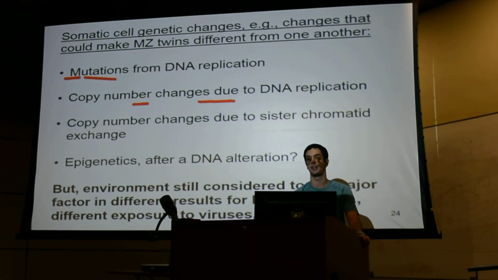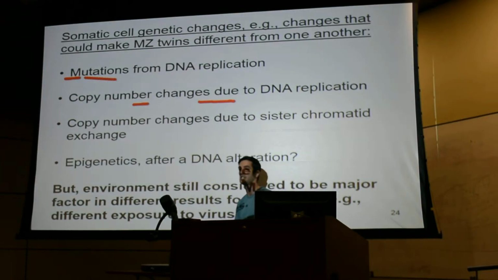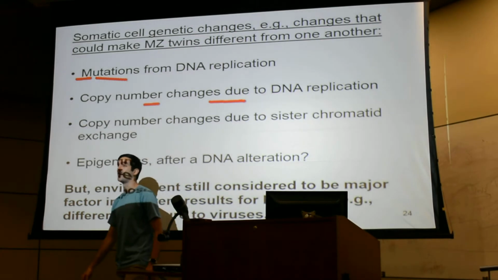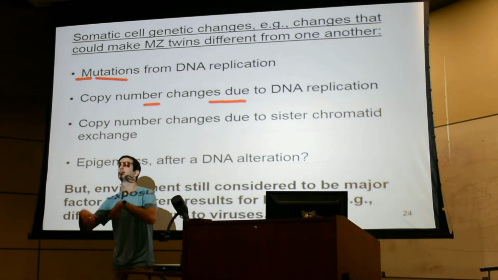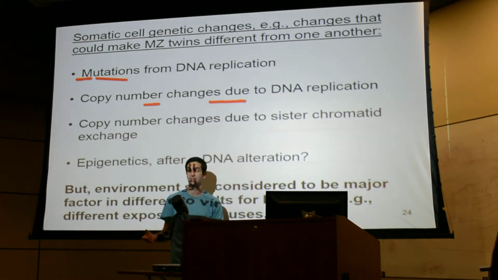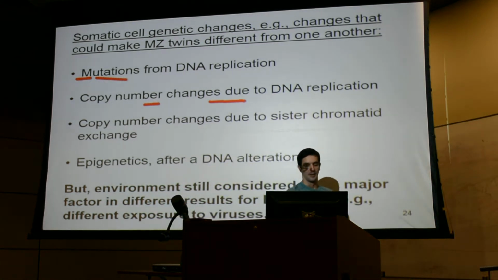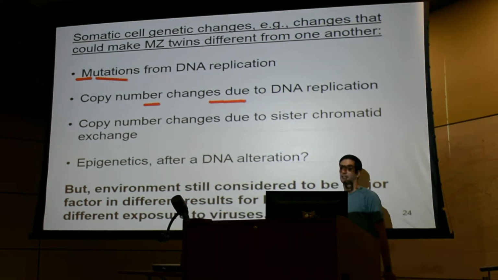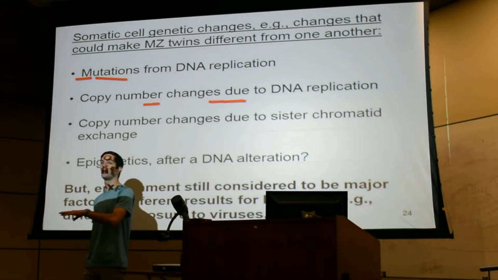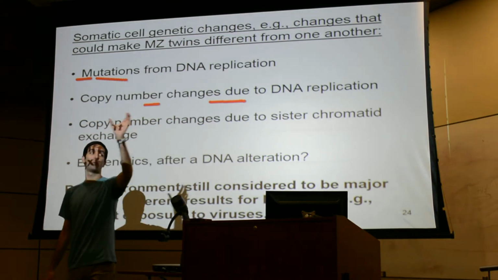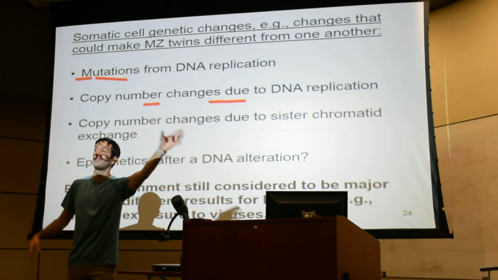Copy number changes can occur due to DNA replication. That can definitely occur. We can have unequal sister chromatid exchange, leading to differences in copy numbers of different repeats. That's the third one. And epigenetics. So in terms of methylations occurring that can travel through, maybe in some cases in one twin there's more methylation of one gene than in the other twin.